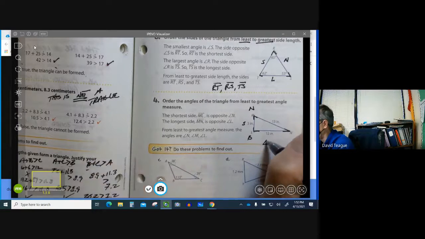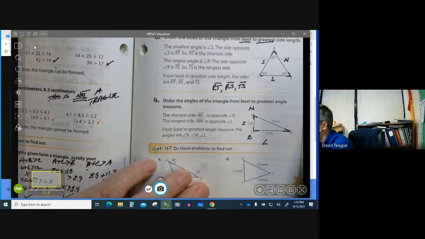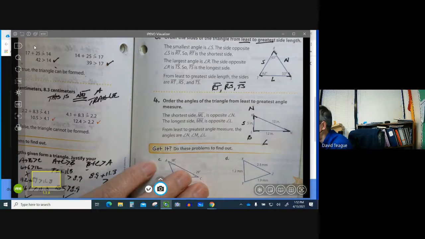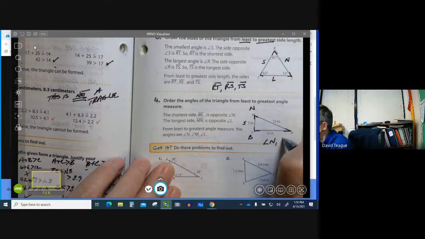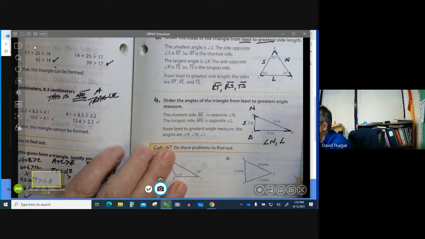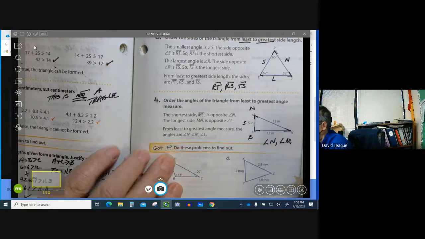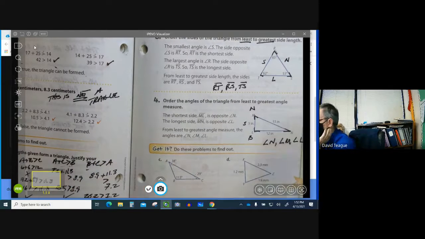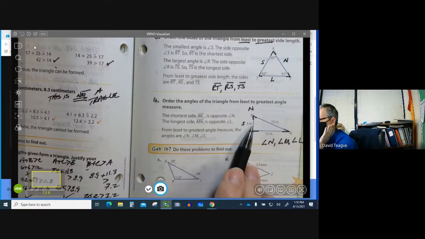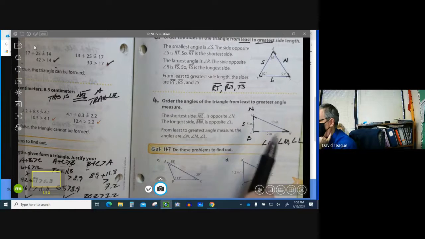So if we put them in order from least to greatest, they just put a little triangle. It's not like an inequality sign, which is more on its side. It's more flat, but that symbol means an angle. So angle N is the smallest angle. Then the next biggest angle is M, and the largest angle is angle L. So just by knowing the sides, you can identify the appropriate angle.